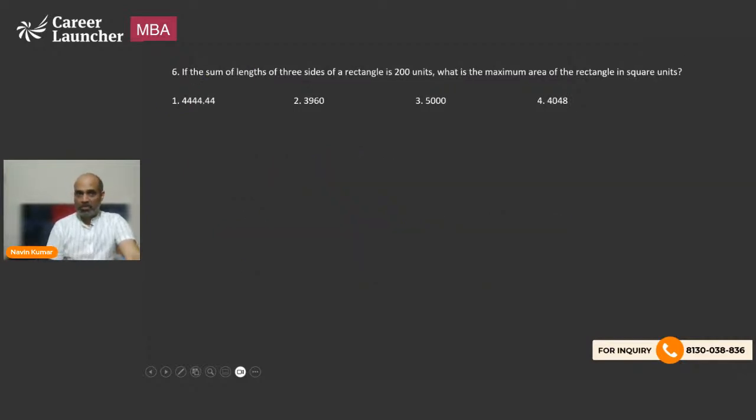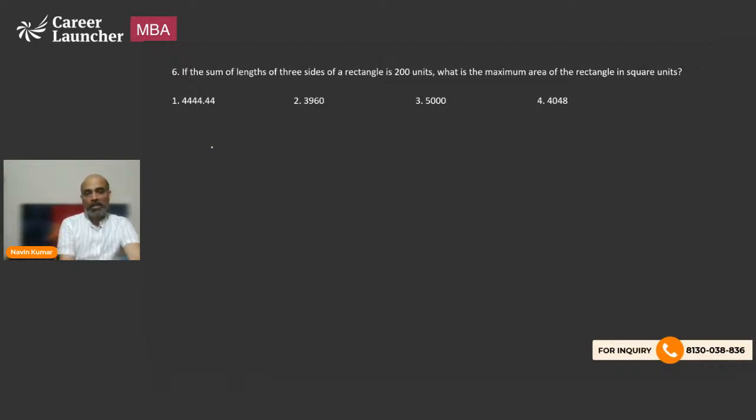Okay, so this is a question which is a word problem based on maximum minimum logic, AMGM logic. So there are 2 ways to solving this. First is brute force. Second is using equations. It is given that if the sum of lengths of 3 sides of a rectangle is 200 units, then what is the maximum area of rectangle in square units?